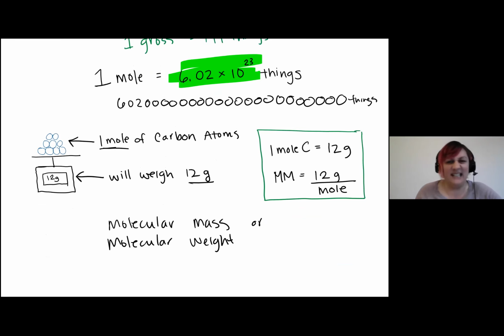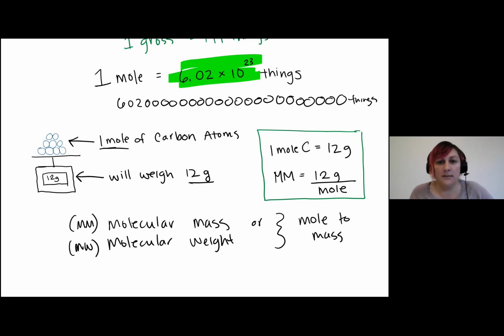And these numbers, it's the same thing on Earth, right? Because mass and weight will be the same numeric value given our gravity. So the molecular mass (MM) or molecular weight (MW), which we will use interchangeably, is really equating the number of moles of something to mass. So we can weigh out a substance instead of counting out atoms.